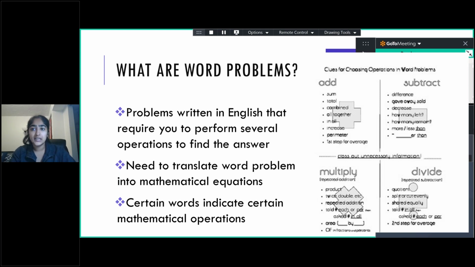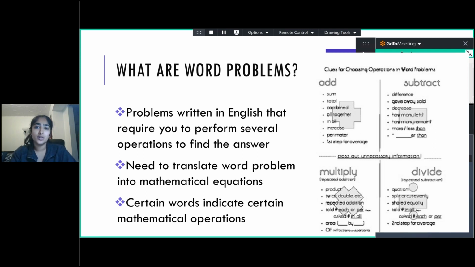On the right side, I have a few words that indicate certain mathematical operations. There are certain words associated with addition, subtraction, multiplication, or division in word problems. With addition, you can have sum or total. Subtraction could be decrease or the difference. Multiplication is twice, double, or the product, and division could be splitting up or sharing equally.